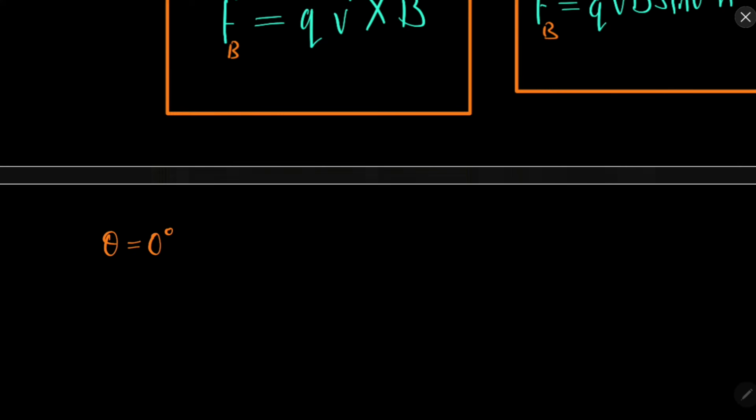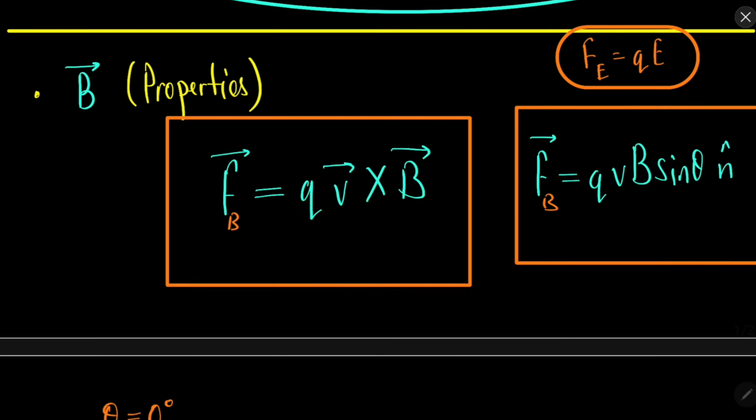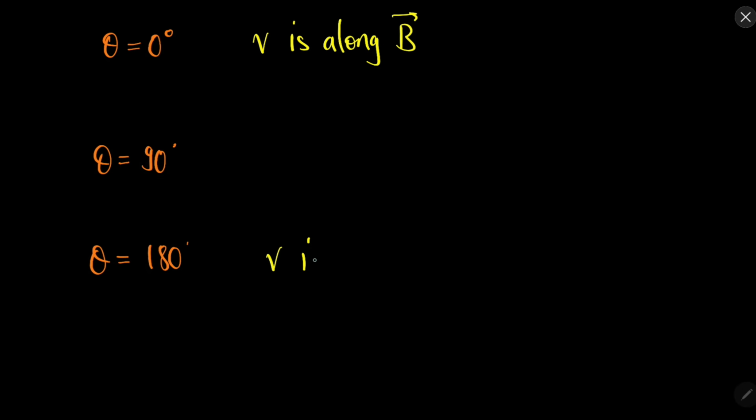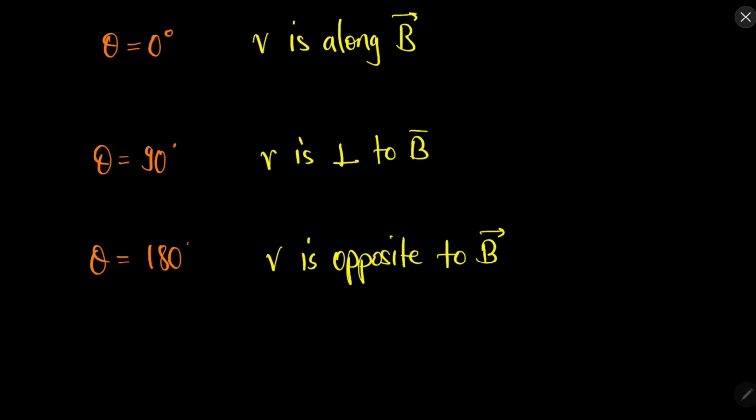Theta 0 degree. What is theta? Theta is the angle between velocity of particle and the magnetic field. Theta equal to 90 degree, theta equal to 180 degree. So V is along, velocity of particle is along magnetic field B. V is opposite to the direction of magnetic field intensity B. V is perpendicular to magnetic field intensity B. So in this case the magnetic force will be 0 because sine 0 degree is 0.